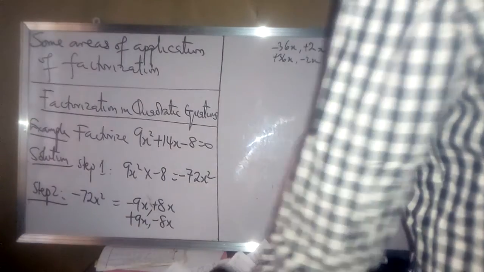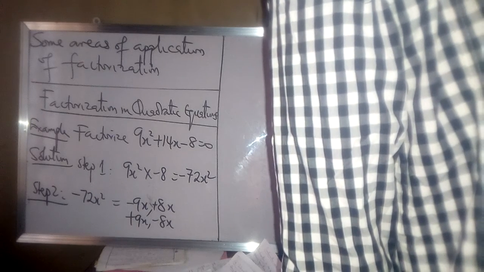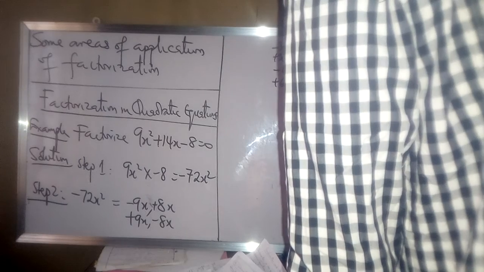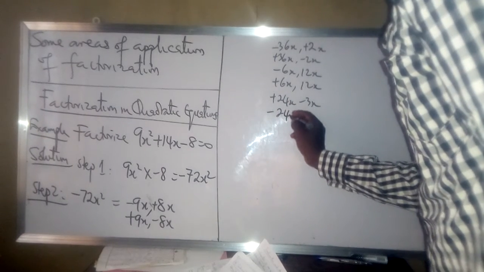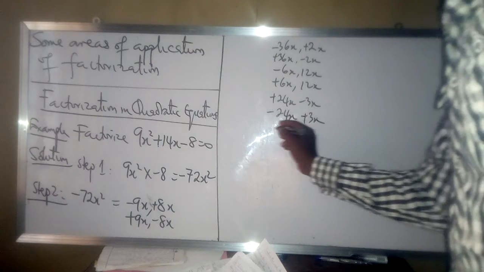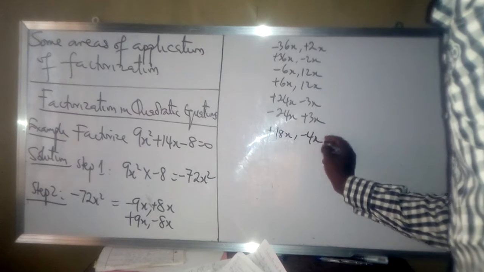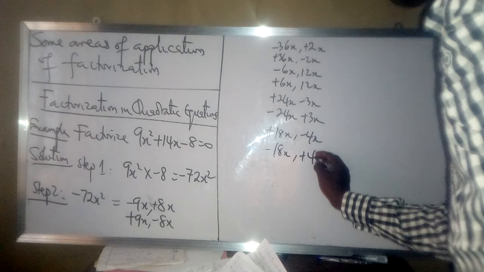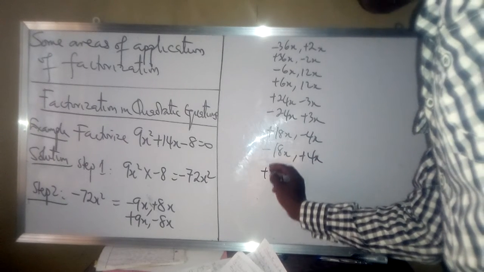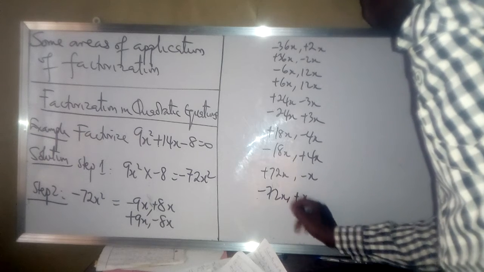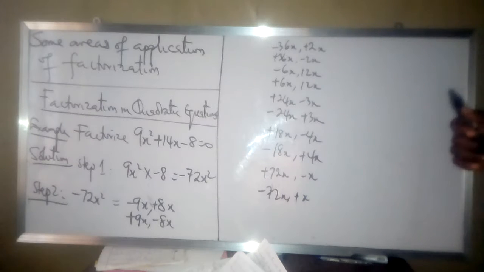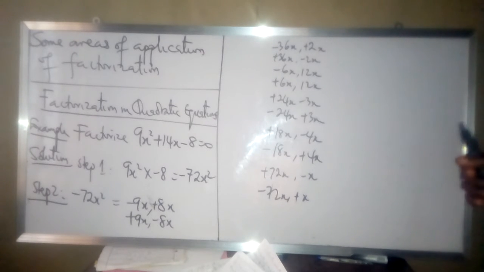You can as well have minus 6x, 12x, plus 6x, 12x. You can have plus 24x minus 3x or minus 24x plus 3x. At the same time, you can have plus 18x minus 4x. You can have minus 18x plus 4x. At the same time, you can have 72x minus x, minus 72x plus x. These are the possible factors of minus 72x squared. Besides this, I don't think there is any other factors that if multiplied together will give us minus 72x squared. Okay, so that step 2 is complete.